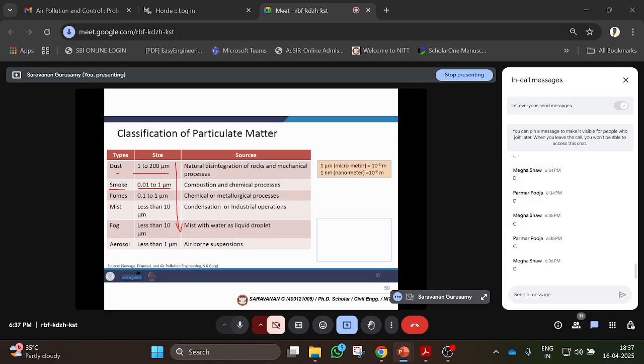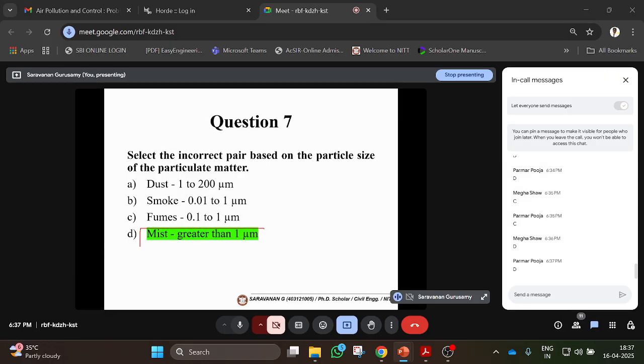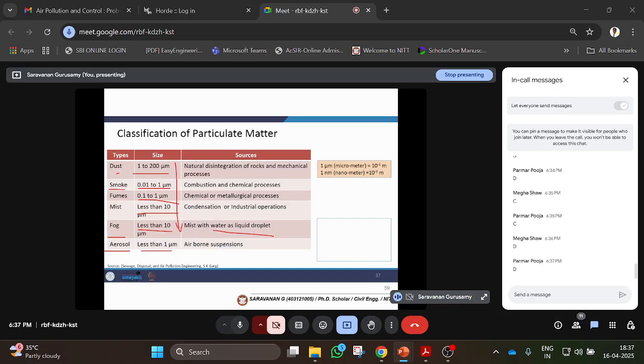So 1 to 200, then 0.1 to 1 micrometer, then less than 10 micrometer. With water droplets, it's fog. And less than 1 micrometer will be aerosol. That's why it's called a very small particle. Less than 1 micrometer are called aerosols. Okay, so if you check the answer, mist greater than 1 micrometer is your wrong option. Mist should be less than 10 micrometer.